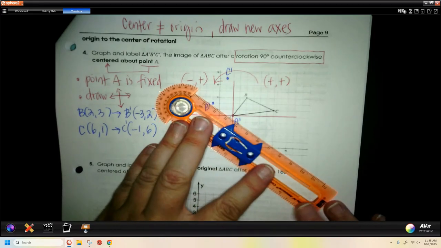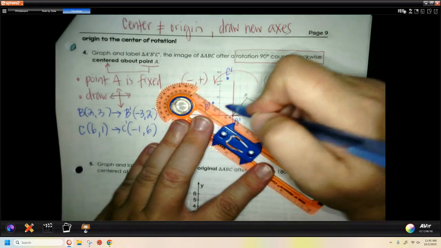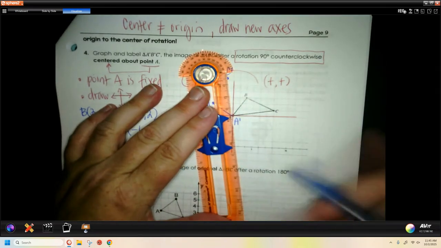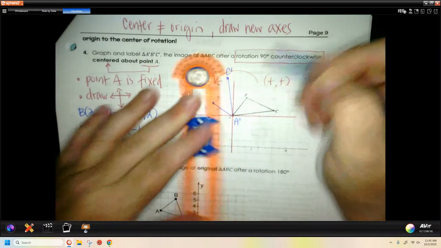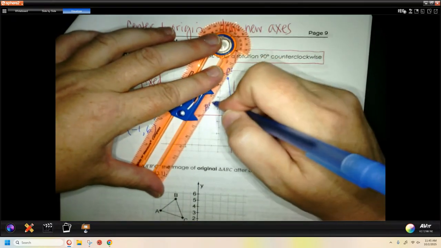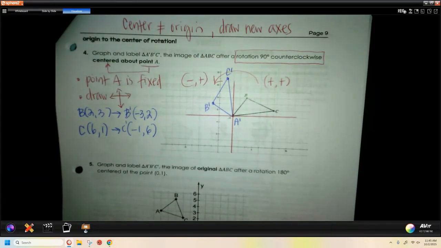Okay, so now I'm going to connect and make my triangle. And this is the true pinwheel because it's attached. Mine looks like I did reflection. Do you want another copy or can you erase? No, I can erase. Okay.